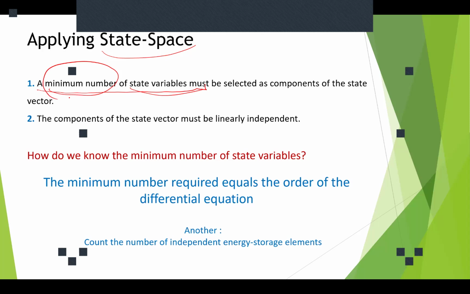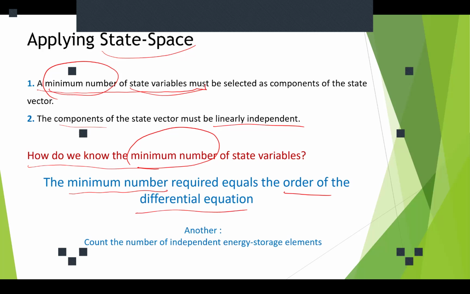Now as we said, all those state variables, or components of the state vector, should be linearly independent. And how do we know what is the minimum number? When you look at your system, the minimum number is the order of your differential equation, or in a circuit or physical system, the number of the energy storage components.